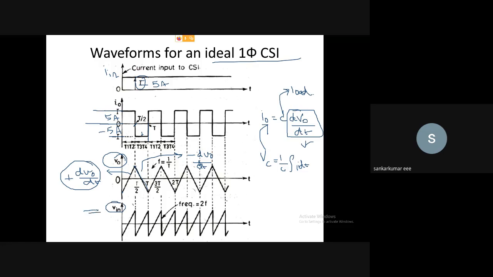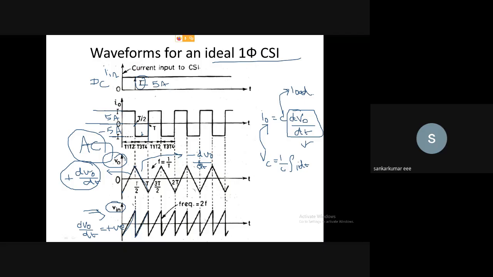So what is the nature of the input? The output current and the output voltage are AC, and the input current and input voltage are DC. If the voltage has both positive slope and negative slope, that is considered AC. If the slope, dV naught by dt, is only positive, that is considered DC. Here it is increasing from the negative maximum to the positive maximum, and suddenly it drops to the negative value, and then the slope is positive again.